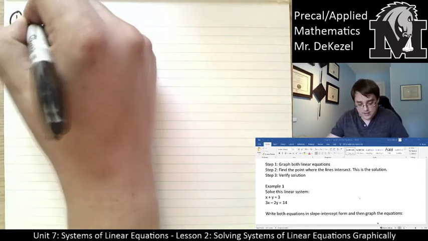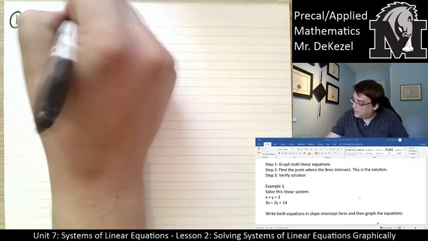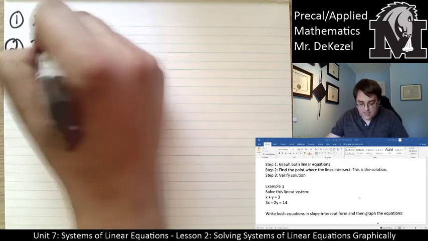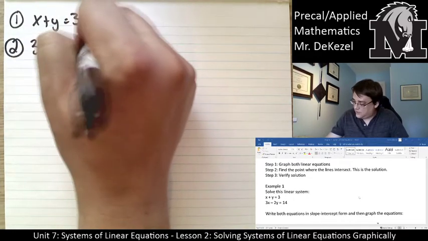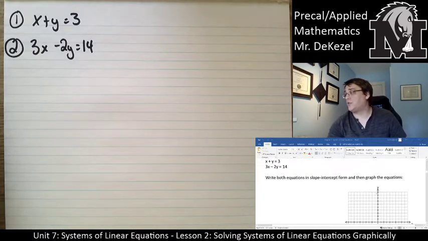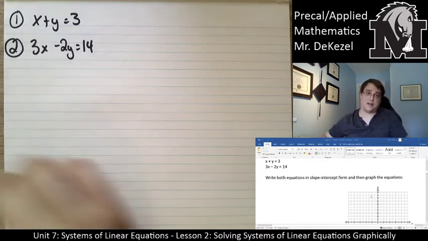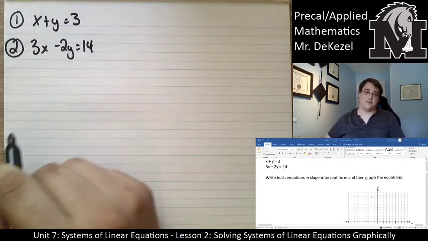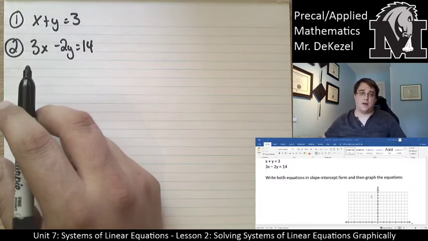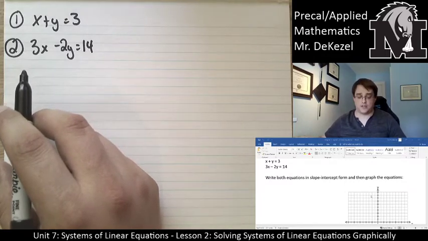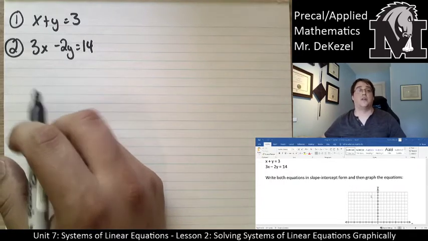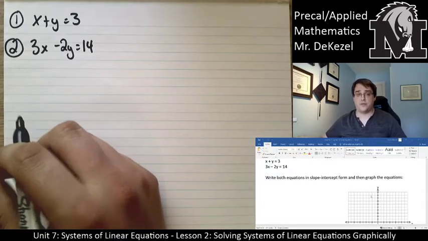Equation 1 is x plus y equals 3, and equation 2 is 3x minus 2y equals 14. So we are going to graph these first. We can do it in a couple of different ways. We could find out the intercepts and graph them. We could turn them into y equals mx plus b, which is what I'm going to do. Then I'm going to graph those lines.